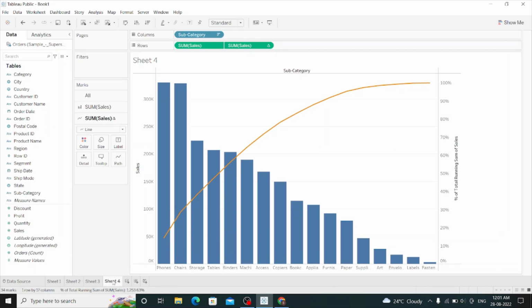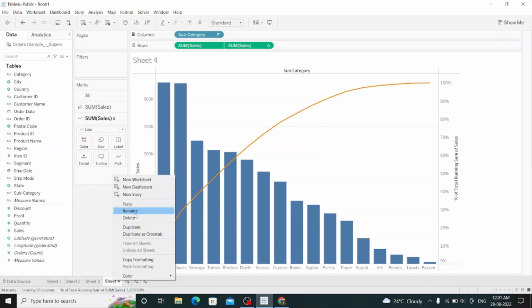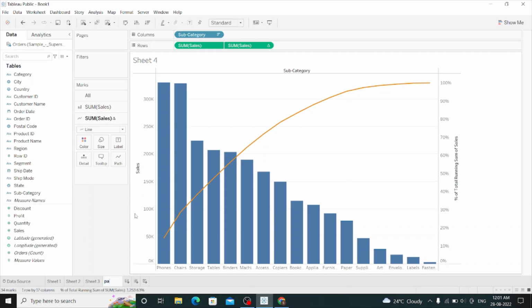I will rename the sheet as Pareto chart. So the Pareto chart is ready.